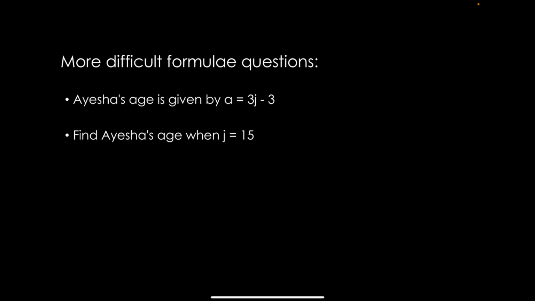Right, what about this one then? Aisha's age is given by A equals 3J minus 3. Find Aisha's age when J equals 15. Pause the video and do that question.